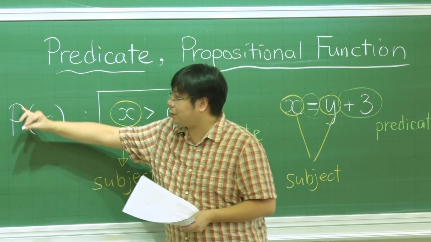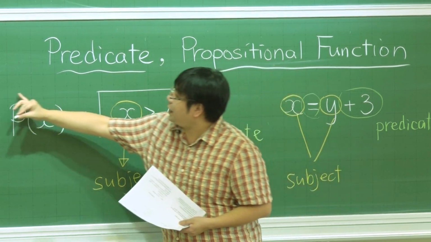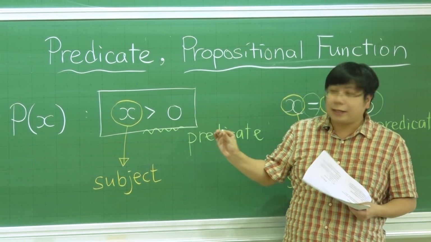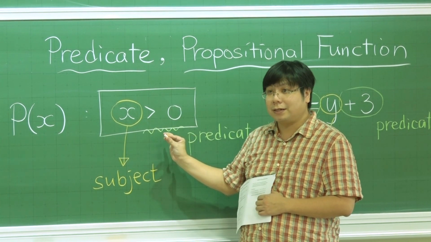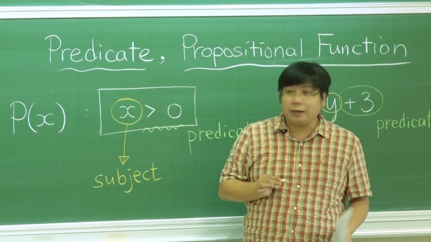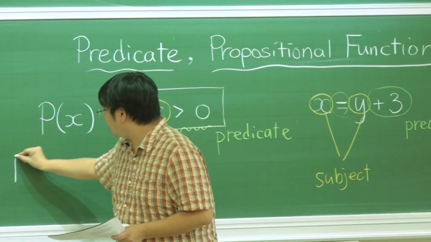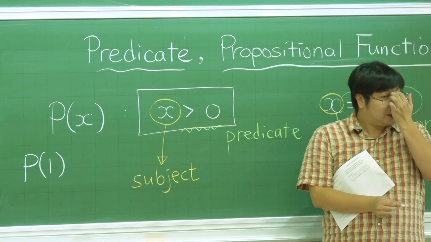Look at it. x is a variable. So I can use P of x to represent this bunch of things. Whenever I write P(x), I mean this. And it is also very convenient, because I can even write P(1). So what is meant by P(1)?